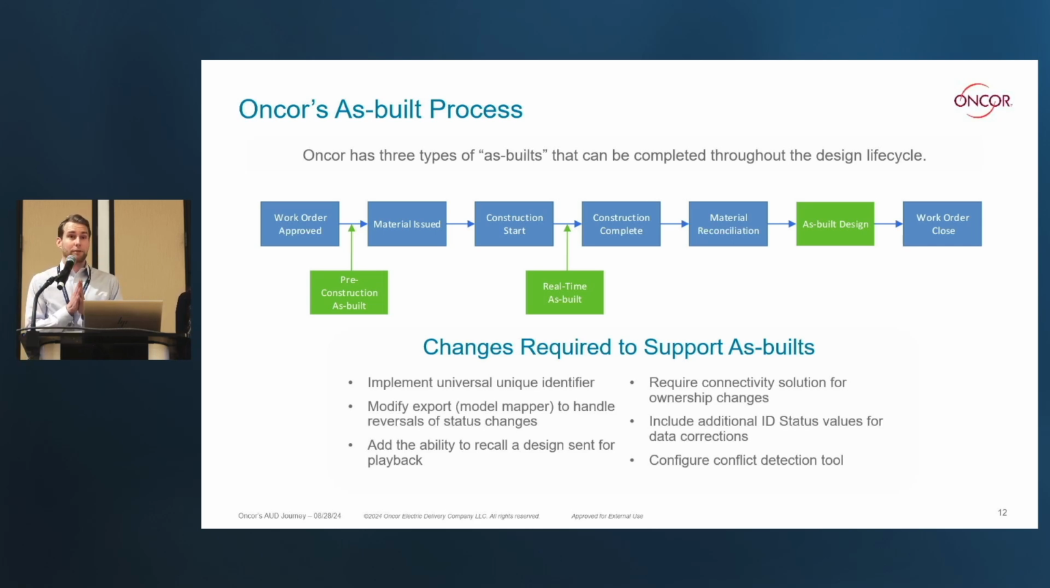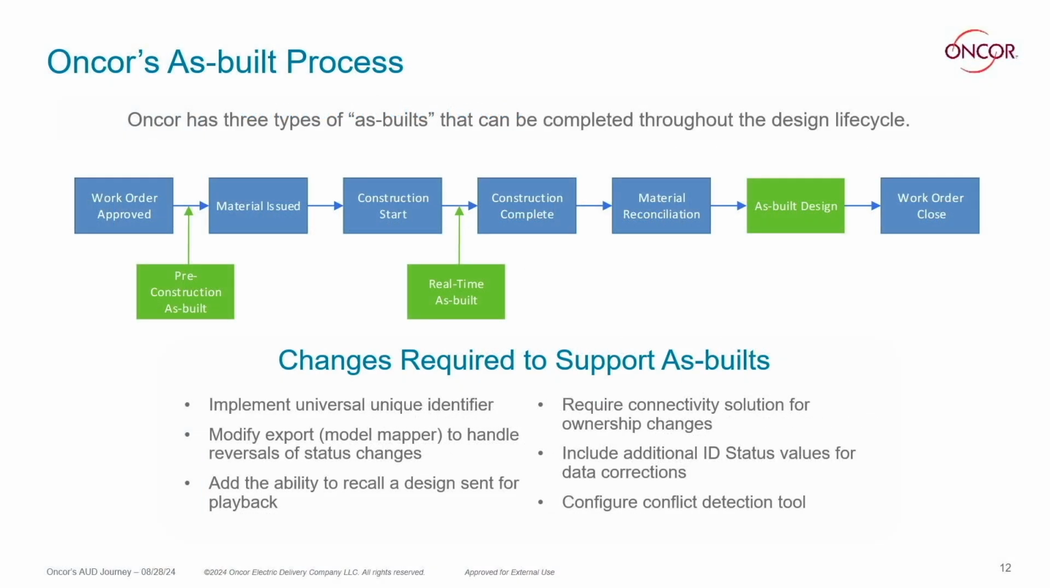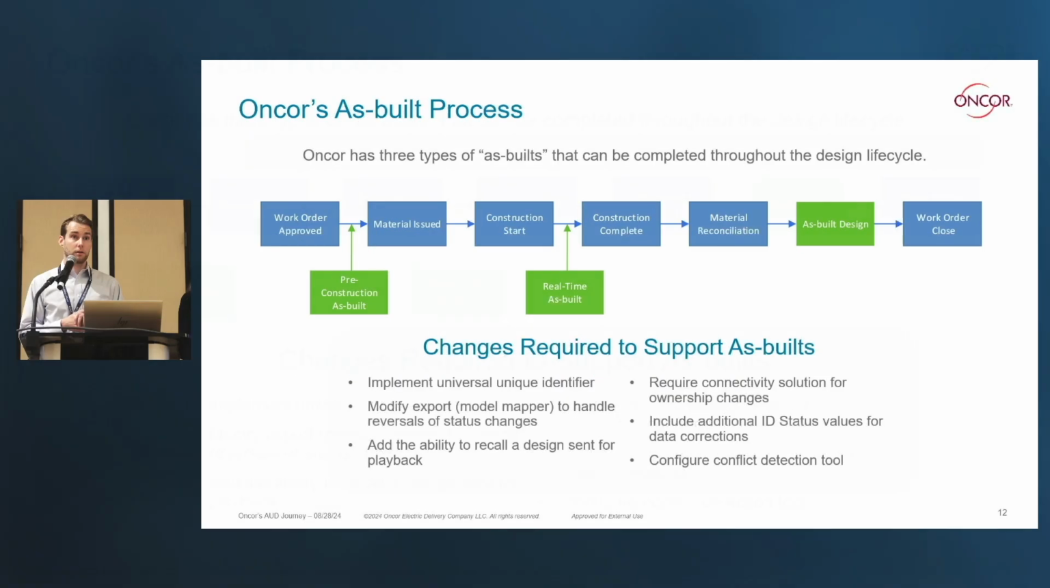Obviously, there are a lot of things that we had to implement in order for this business process to work properly for what Oncor needs. One thing to keep in mind here is that not all of our groups are transitioning from our existing solution into AUD. So design work is still going to be happening in Aegis, which is our current design tool. We had to take that into account, and because of that, you can see quite a few changes here.